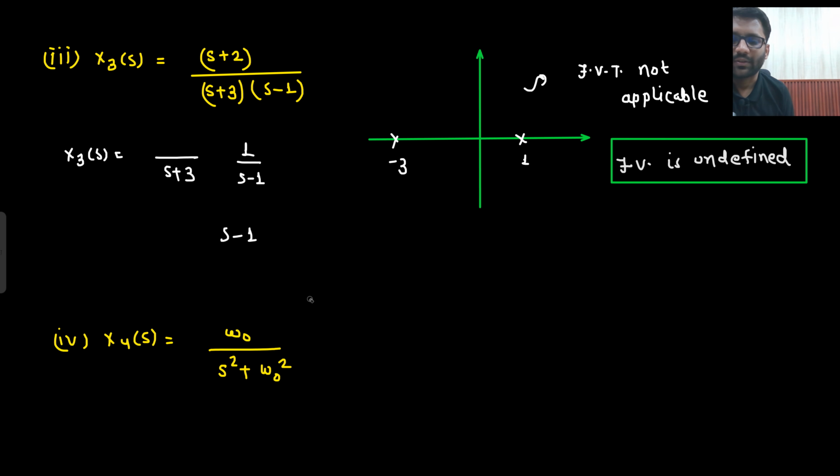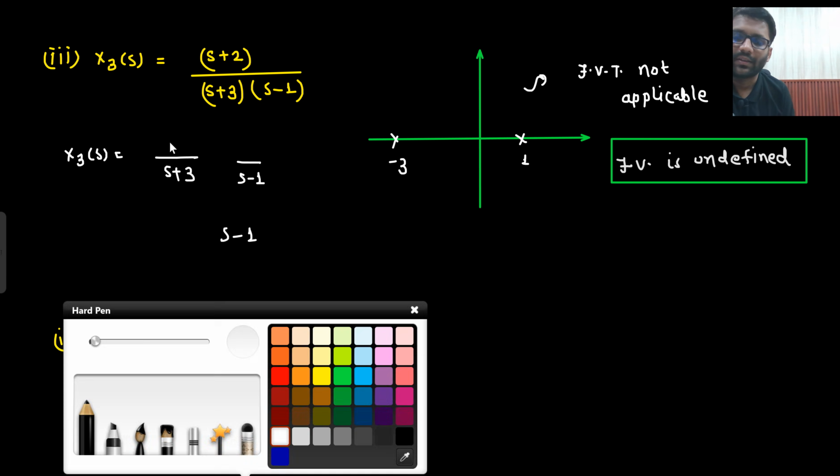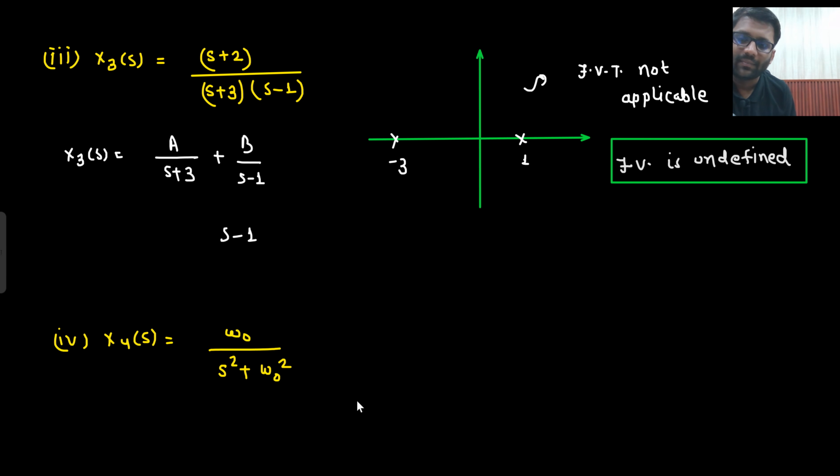So it would take time actually. So let's make it A by (s plus 3) plus B by (s minus 1). If I multiply with s plus 3 and then put s equals minus 3, what will I be getting? Minus 1 upon minus 4. So A will be 1 by 4. And then I multiply with s minus 1 and then I put s equals 1. So 3 by 4. B will be 3 by 4. So this will be the scenario.